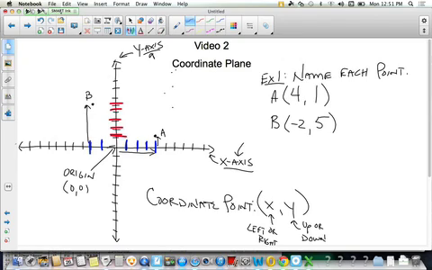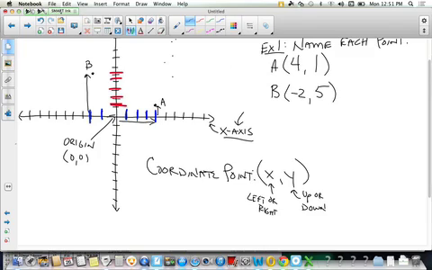Now, we also need to be able to identify points when I give you some points. So we'll call this example 2. Graph each point.